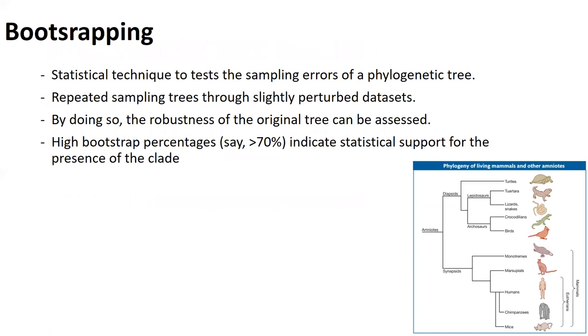So bootstrapping is a statistical technique that tests the sampling errors of phylogenetic trees. It does so by repeatedly sampling trees through slightly disturbed or perturbed data sets. By doing so, the robustness of the original tree can be assessed. Usually 1000 bootstrap replicates are used, and to evaluate the tree, if there are high bootstrap percentages, for example more than 70%, it indicates statistical support for the presence of the clade. I mean, it says that the results are statistically reliable.